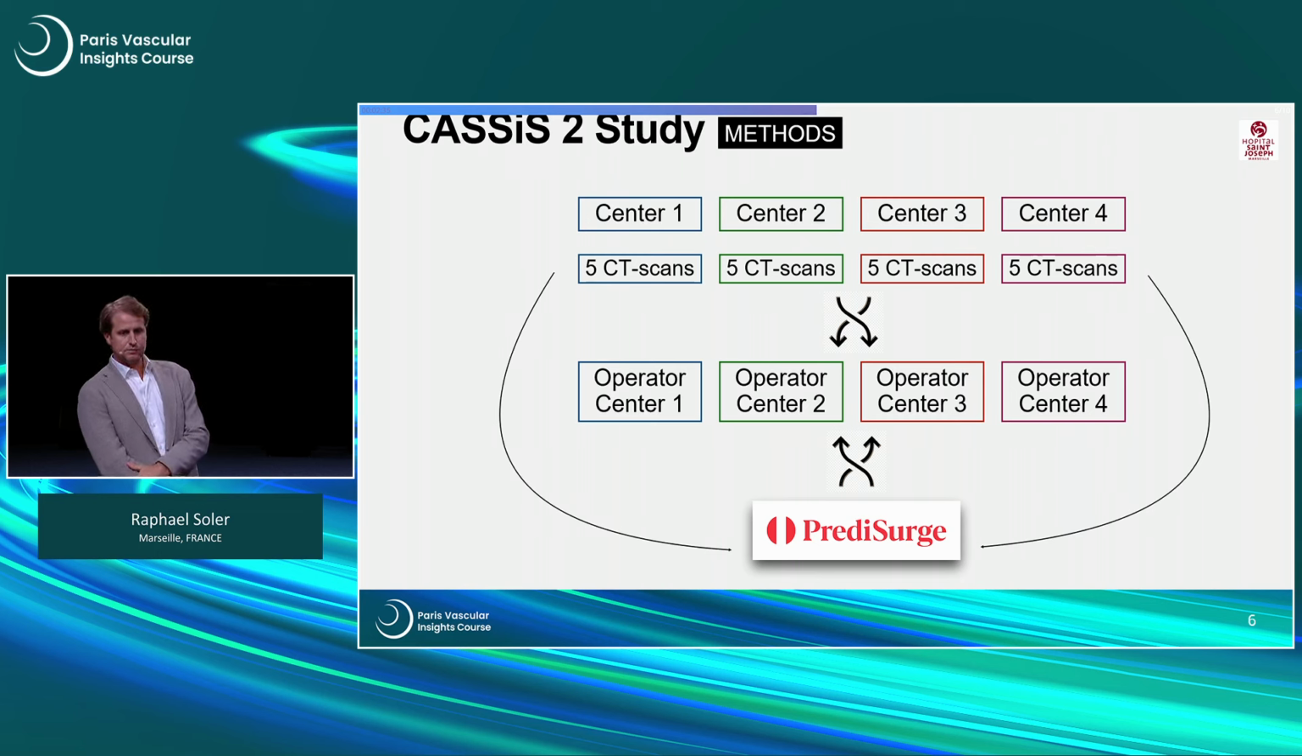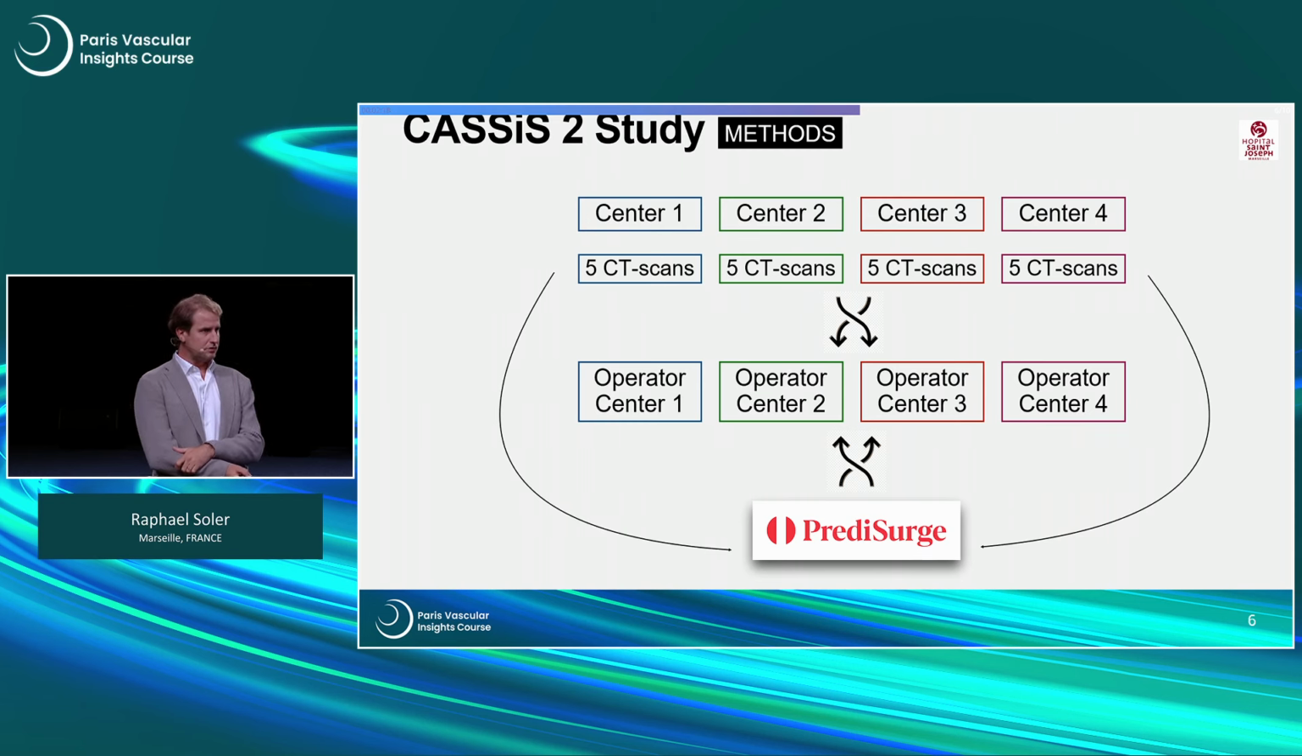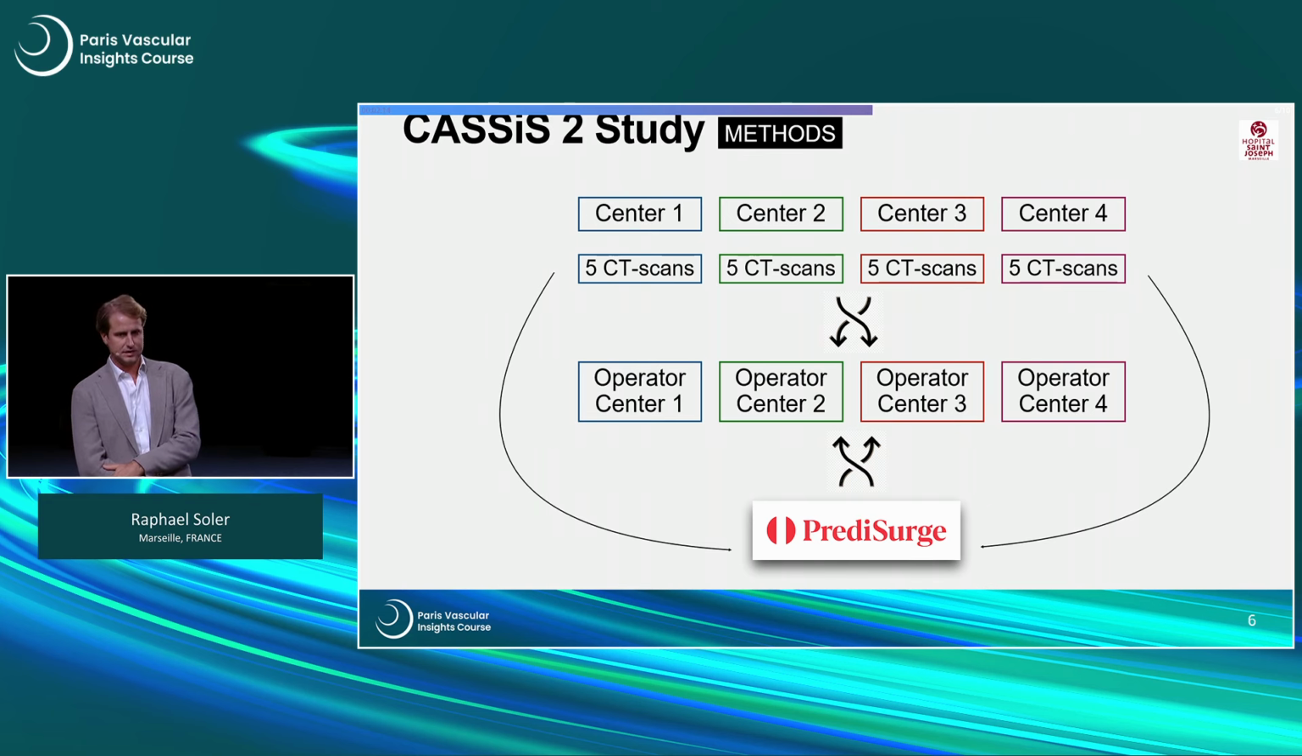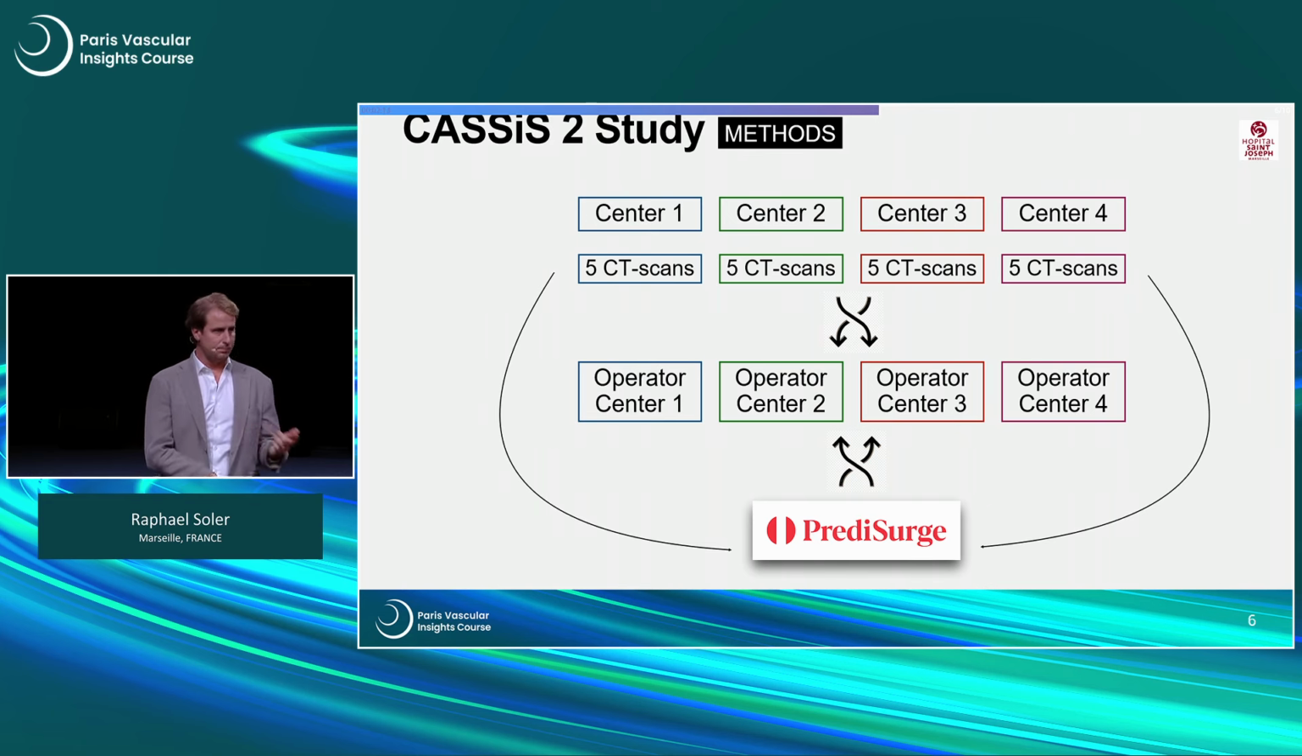And the first step was that the operators analyze the pre-operative CT scan and select a stent, okay? Secondly, 2 months later, PrediSurge sent us a slide with the digital twin and the simulated stent, and we had to reselect another stent, and we compared the results.